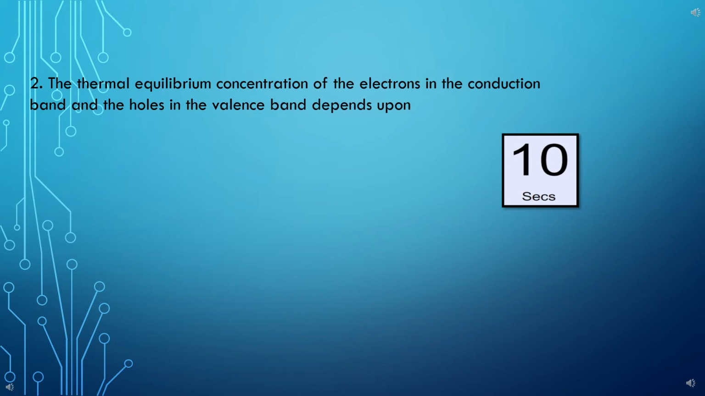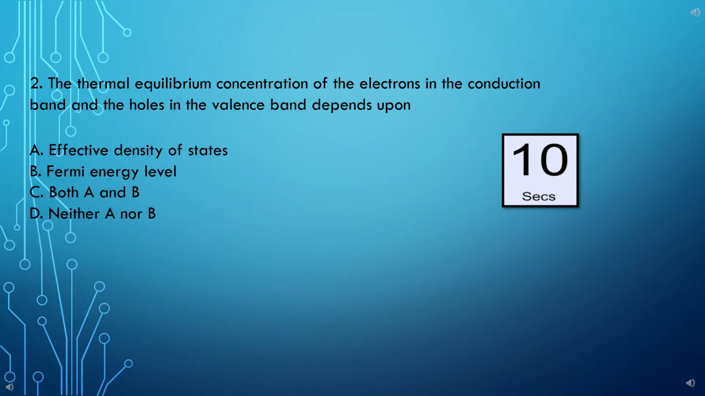depends upon: Option A. Effective density of states. B. Fermi energy level. C. Both A and B. D. Neither A nor B. Answer: both A and B.